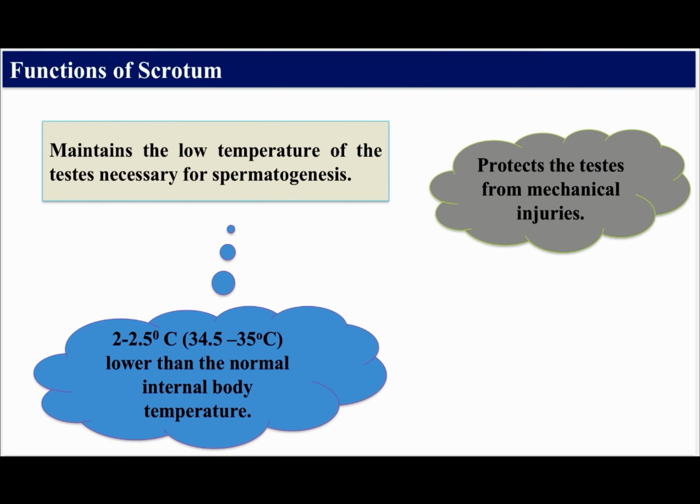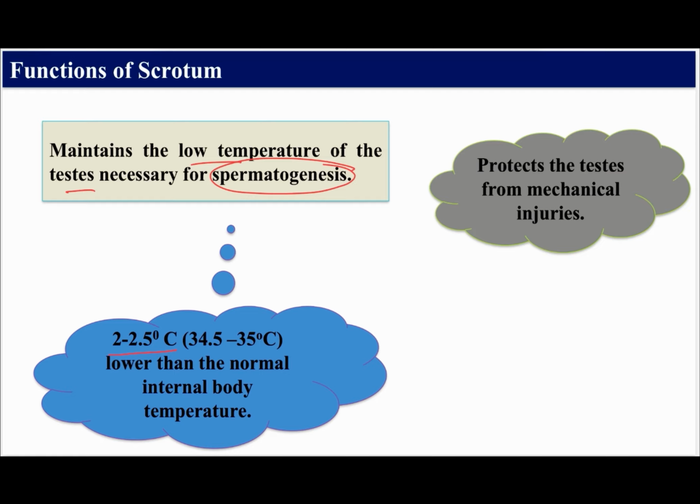Now, what is in your mind? One question will come: what is the function of the scrotum? First, it maintains the low temperature of the testes, because low temperature is necessary for spermatogenesis. The temperature is 2 to 2.5 degrees centigrade lower than the normal internal body temperature. It means if our body temperature is 37 degrees centigrade, then the testes need 2 to 2.5 degrees centigrade less for spermatogenesis. If the temperature is the same, there will be no spermatogenesis.